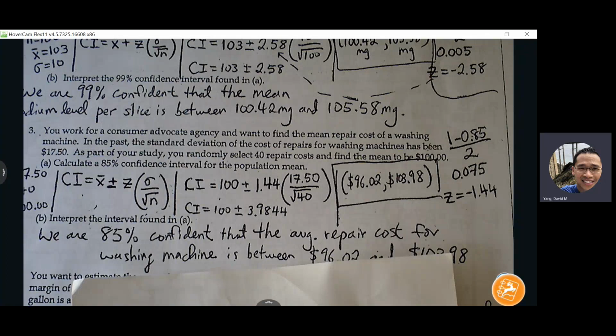So x bar plus or minus z times sigma divided by the square root of n. We get plus or minus 3.9844. So we're 85% confident that the average repair cost for a washing machine is somewhere between $96 and $103.